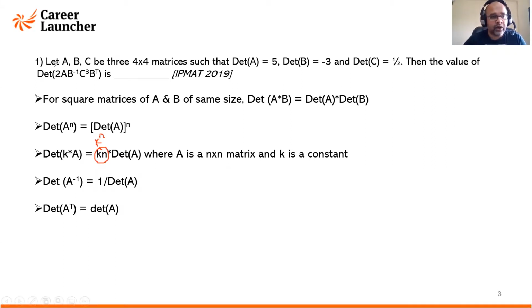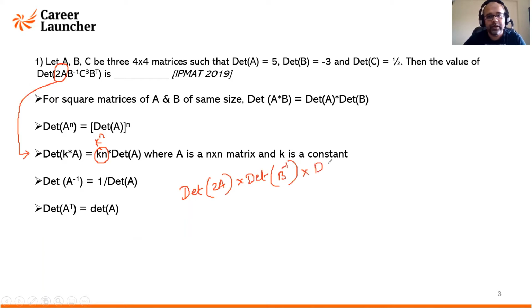So first, I will call 2A as one grouping, and I will use this particular property. So I can write it as determinant of 2A into determinant of B inverse into determinant of C cube into determinant of B transpose. So I have used the first property and I have separated the terms. Now I will use the k into A property. So this becomes 2 power.